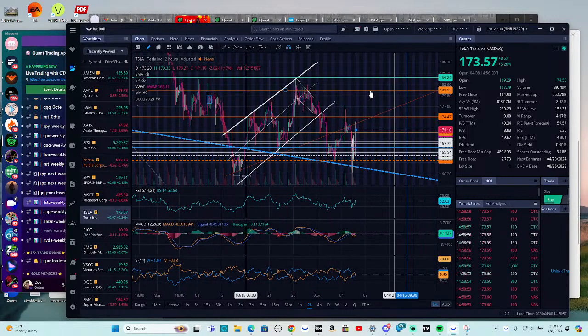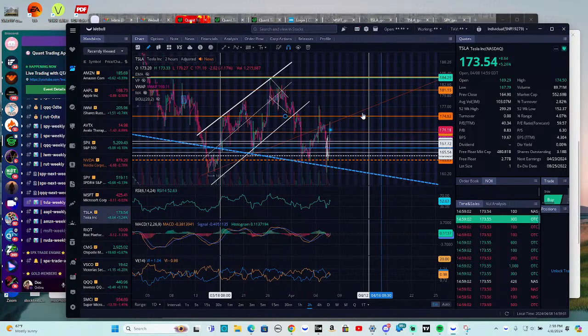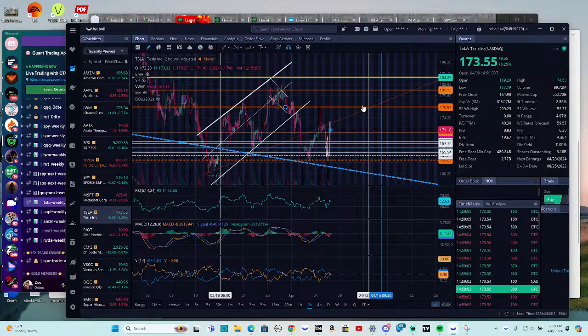So 181 would be your first target, and then 184 would be the higher one. There are some other technical stops along the way, maybe like here. Let's bring it down to the lower one.